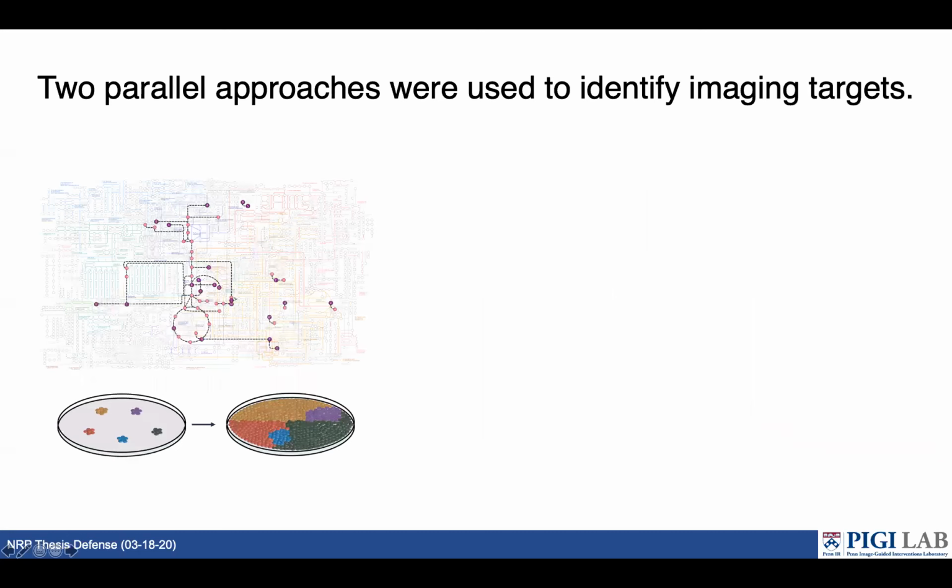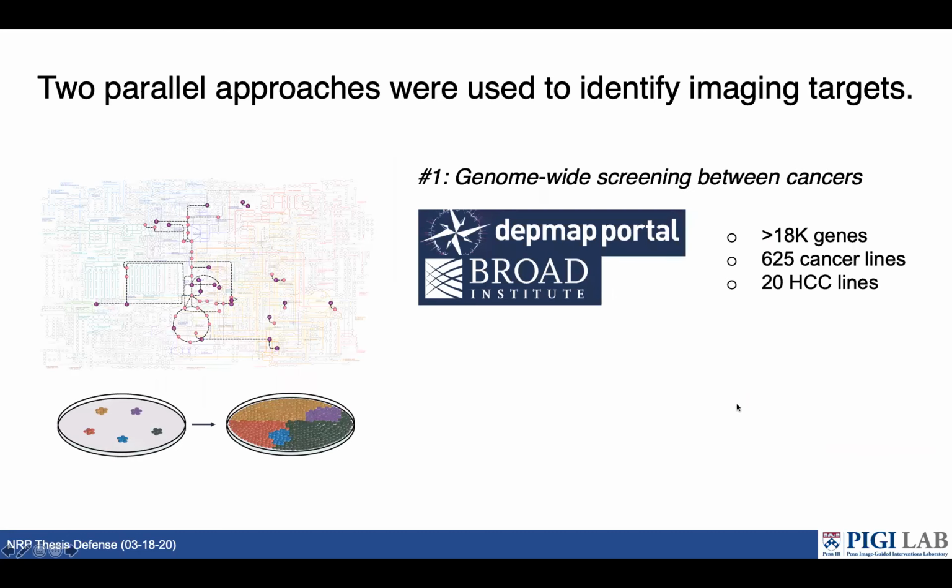I used two parallel approaches to look at imaging targets very broadly. The first was a genome-wide cancer screen. For this, I turned to some publicly available data sets made by the Broad Institute. They cover over 18,000 genes, which includes basically all of the edges in this graph, all of the enzymes. And they were in 625 cancer lines, and 20 of those are hepatocellular carcinoma. This was used to get a broad picture of what genes and what enzymes are important in a bunch of different cancers.